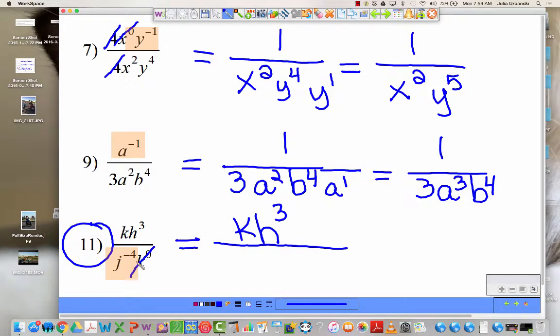So you've got j to the negative 4. What happens with that? What happens with j to the negative 4? Up to the top. Becomes positive 4. You don't really need a 1 on the bottom. You only need a 1 if the top is empty. So h, I should put this in alphabetical order. It would go h to the 3rd, j to the 4th, and then k. Typically, you'll see the answers written in alphabetical order.